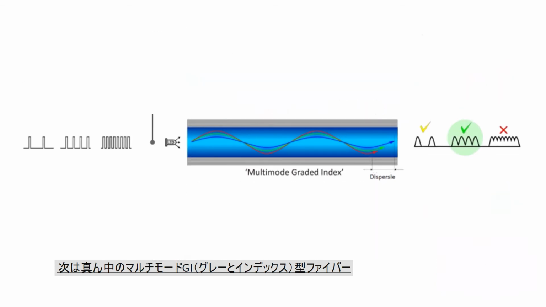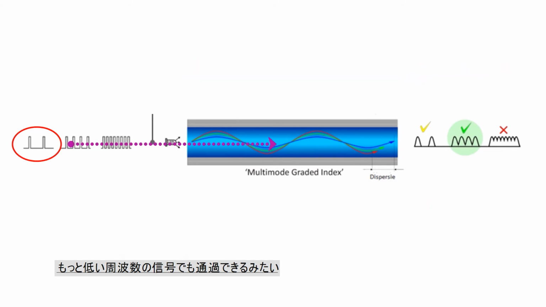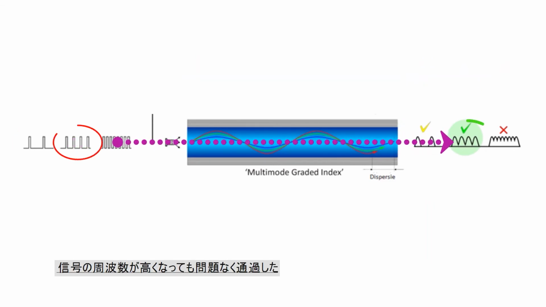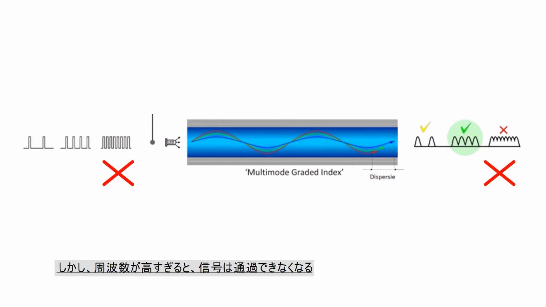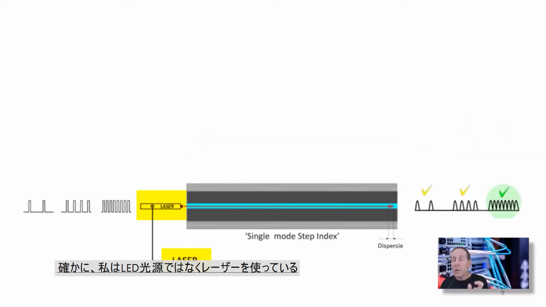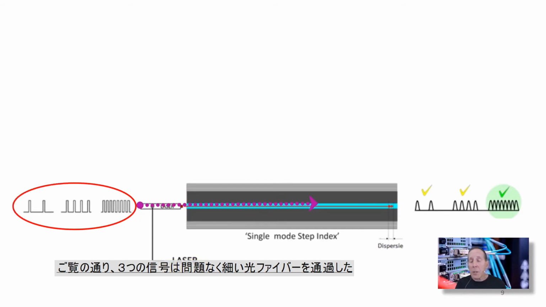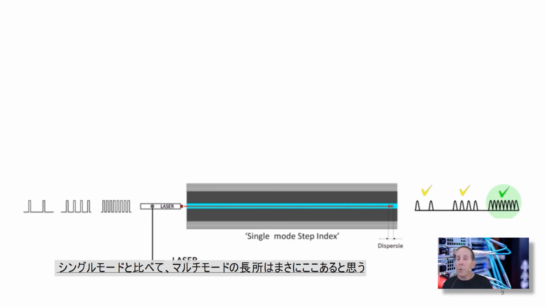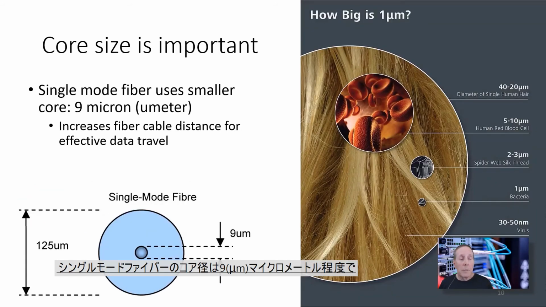Then we moved to multi-mode graded index. Much better. We get that low modulation through with no trouble with the yellow check mark. The medium modulation speed, we still get that signal through without too much trouble. At the high end, it begins to have problems. But notice single mode. We got a laser, not an LED, very small core, all 3 modulated rates we can get through with no trouble. And that's really the big takeaway of multi-mode and single mode. Remember, single mode fiber uses a very small core, 9 micrometers or microns.